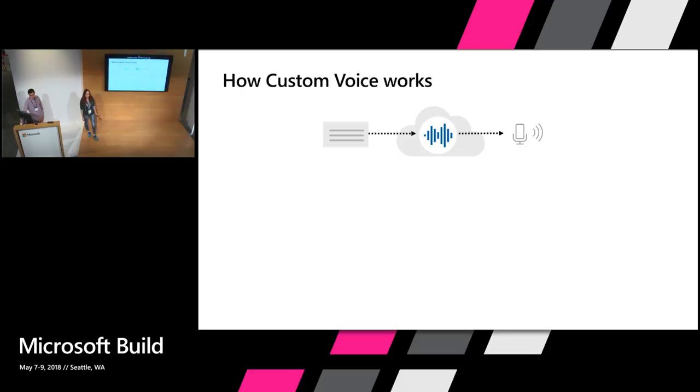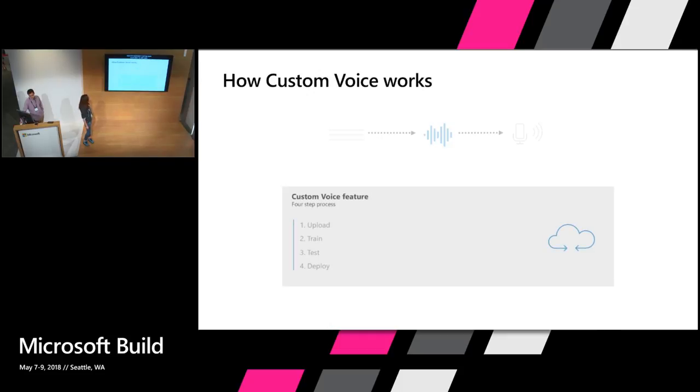Let me explain to you the key four steps that you need to customize your voice. First, you need to prepare a set of training data sets. The training data set consists of 2 parts. One is the recorded voices. The second is the matching transcripts.